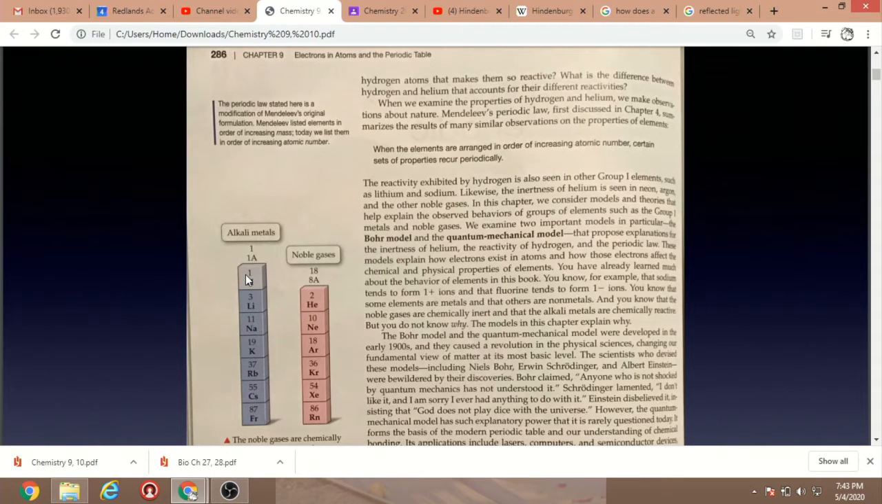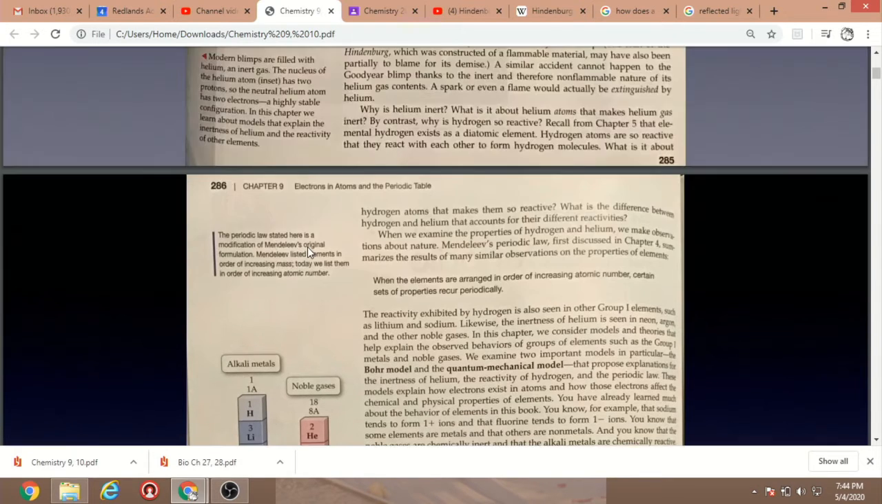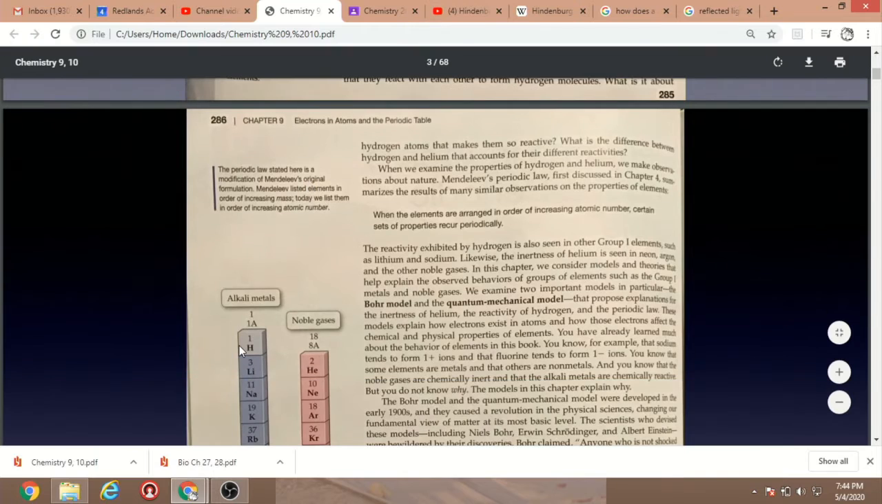This is group 1. This is the alkali metals on the periodic table. But hydrogen's also in that column just because of its electron arrangement. But it's not really a metal, right? Hydrogen's not a metal. So what's the difference there? That's what this chapter is all about, trying to explain that difference of why hydrogen is reactive and helium is not.